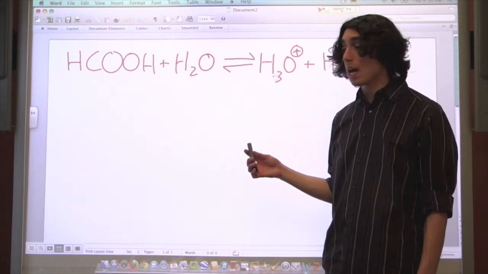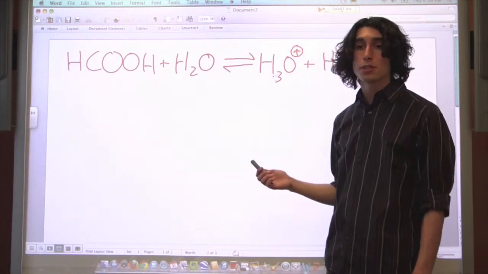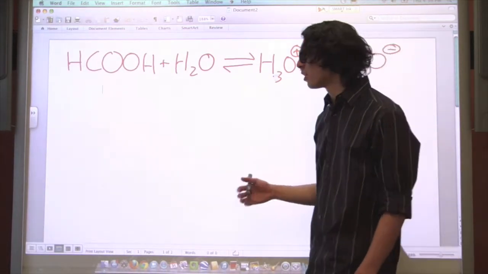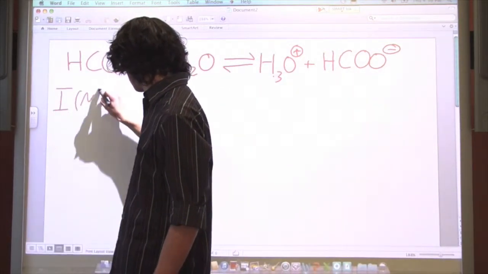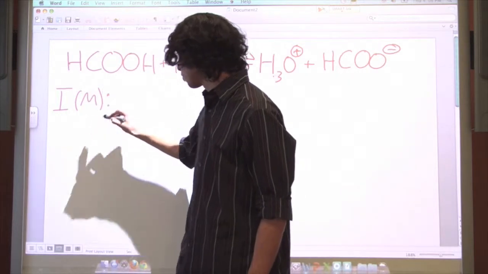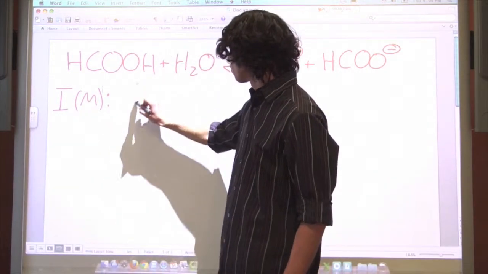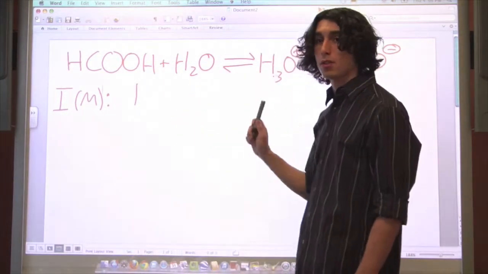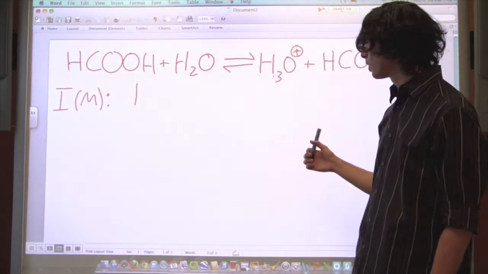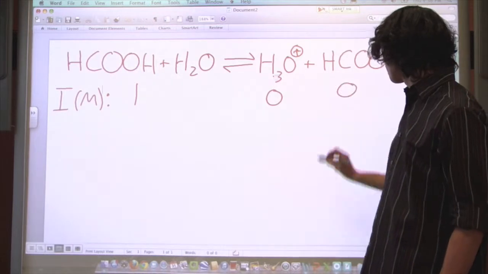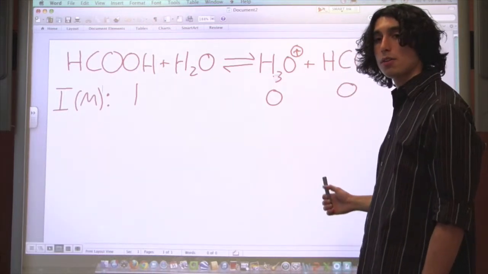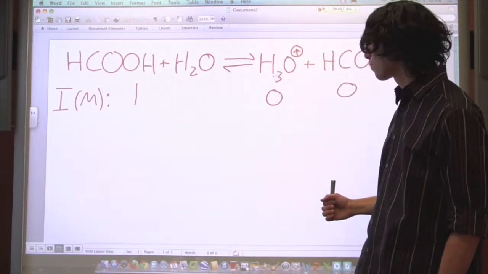that stands for reaction, which we have written, initial, change, and equilibrium. So initially, the initial concentration in molar of formic acid is 1. Water is ignored because it's a pure fluid. Hydronium and formate are 0.